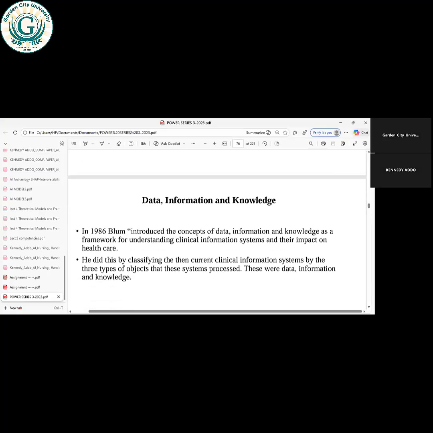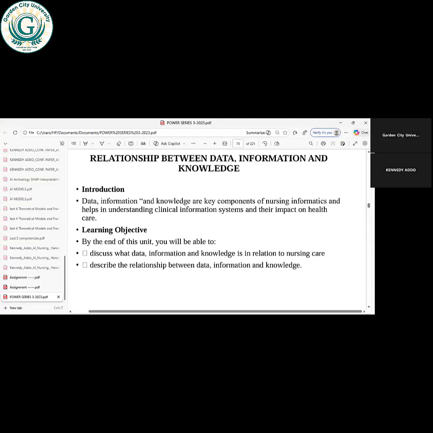So this evening we are looking at the relationship between data, information, and knowledge. You have already been made aware that these serve as the major pillars of nursing communication. And therefore, we are going to look at the clear linkage or relationship among or between them. So data, information, and knowledge are key components of nursing informatics, and they help in understanding clinical information systems and their impact on healthcare.